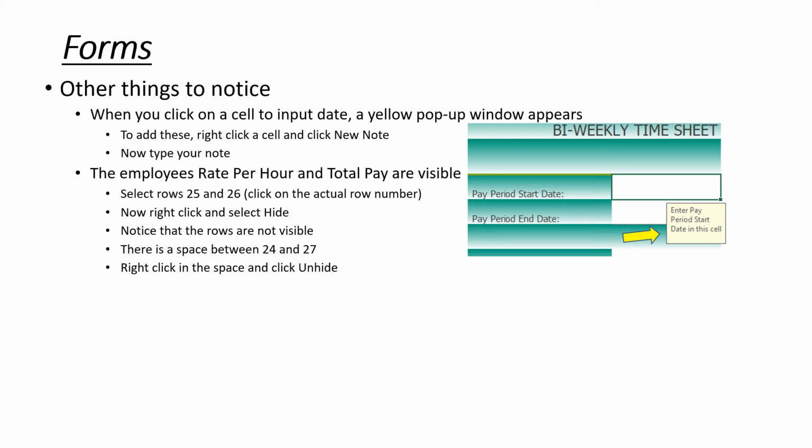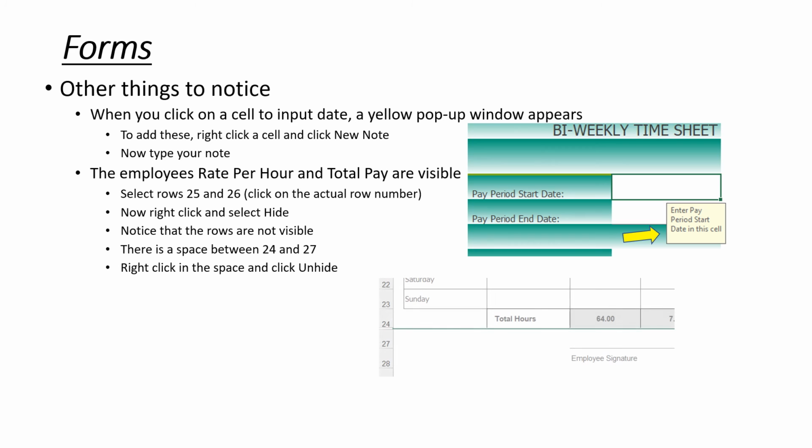So what we want to do is go down and select rows 25 and 26. Actually click on the number on the left side and slide down or hold your shift or control key and click 25 and 26. Now you want to right click and select hide. When we do that, those cells disappear, but if you notice between 24 and 27, there's a tiny little gap there. To make them reappear, you'll want to right click that space and then click unhide.